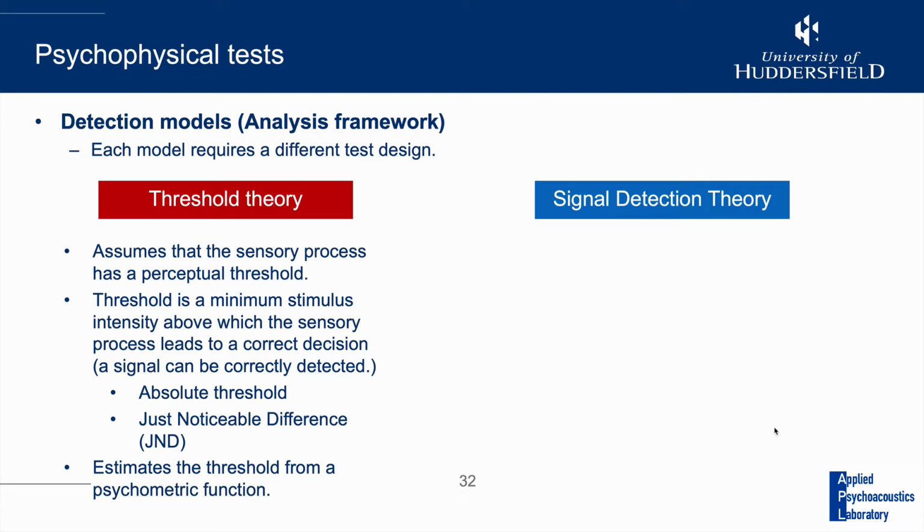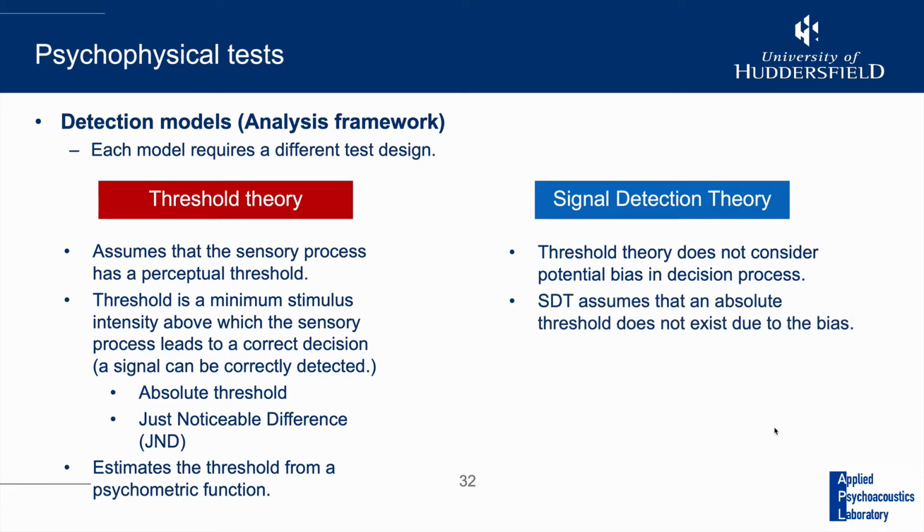And the analysis based on the threshold theory relies on a psychometric function estimated from the percent correct of responses from the subject. On the other hand, the signal detection theory does not support the existence of an absolute threshold. It assumes the absolute threshold does not exist because there is always a bias involved in the decision-making process due to the existence of noise condition.